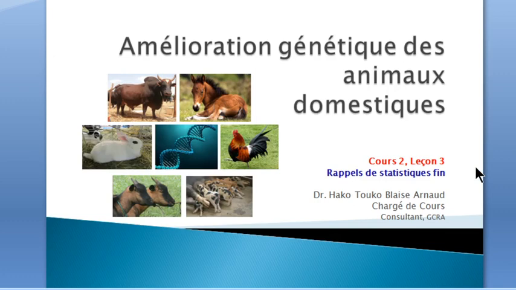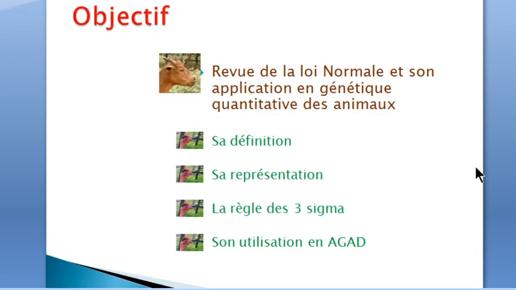Dear students, welcome to our last class session on statistical review as applied to animal breeding and genetics. We are interested today in the normal distribution law with reference to its definition, its representation, the 3 sigma rules and its utilization.